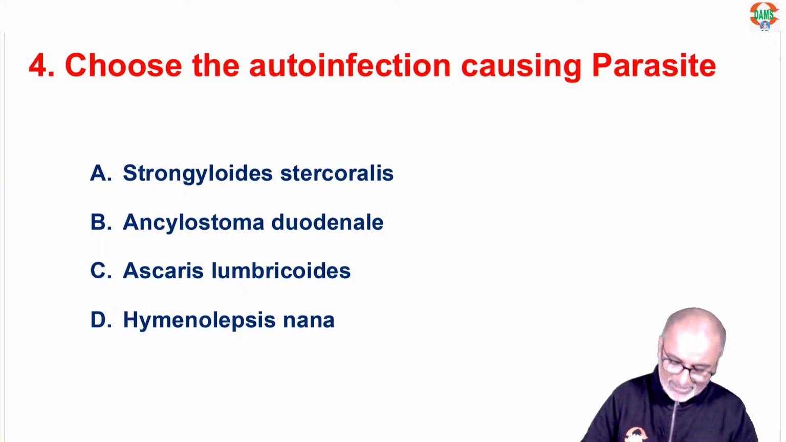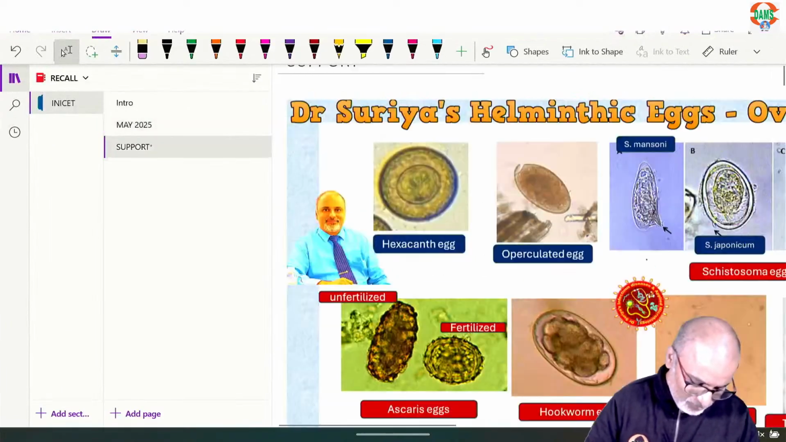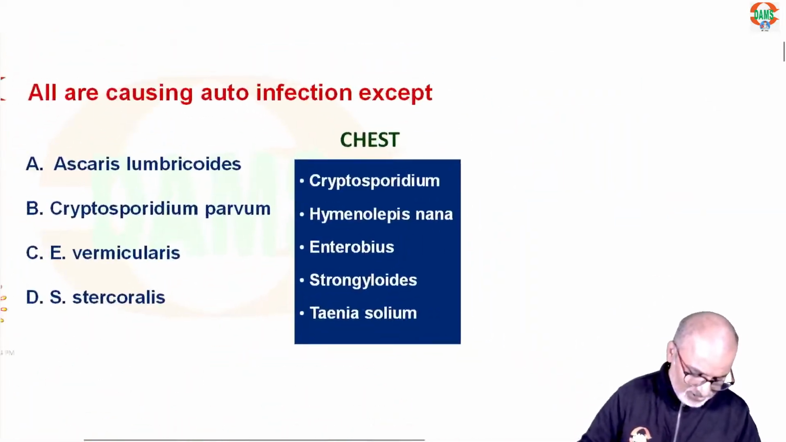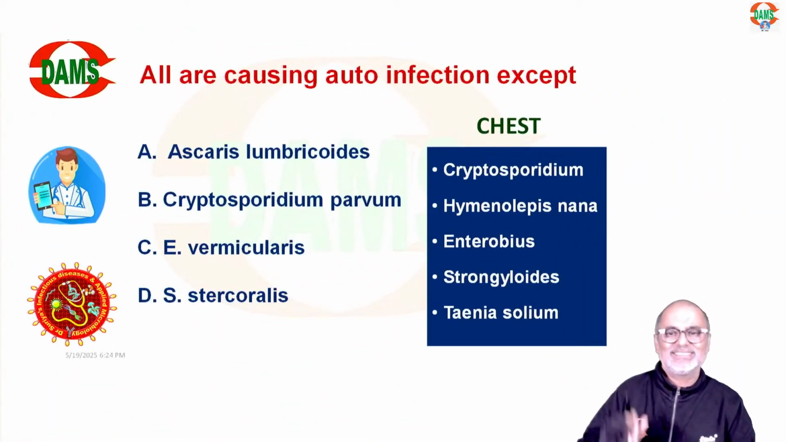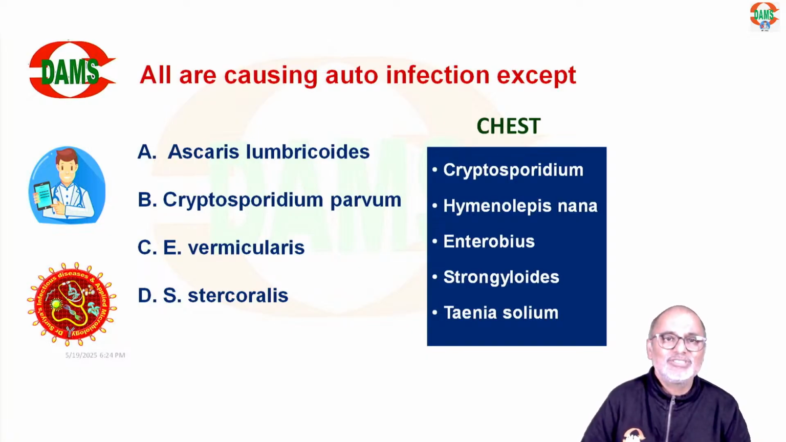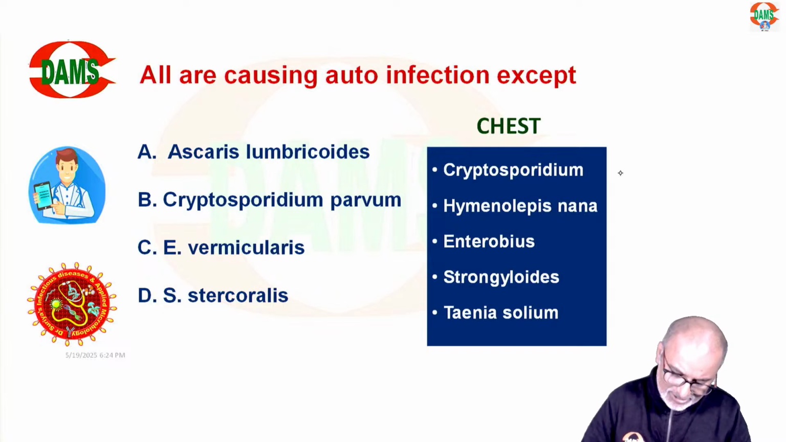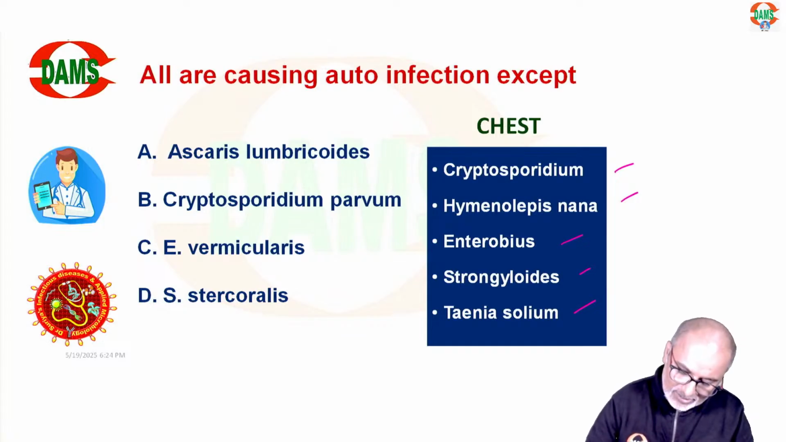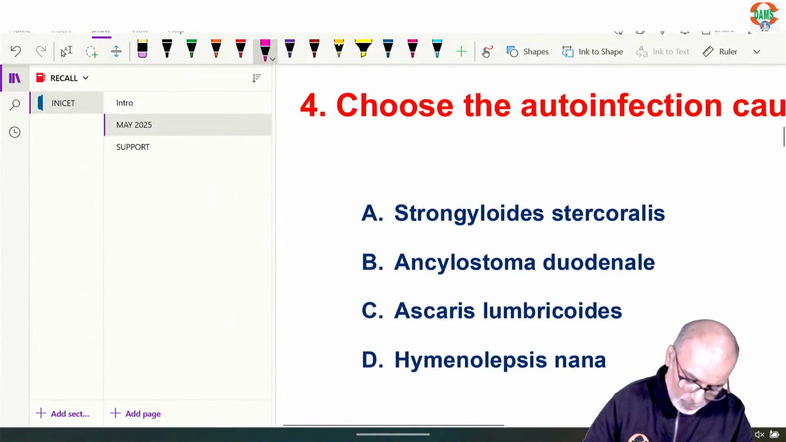Next is choose the autoinfection causing parasite. There is a mnemonic for you. Remember the mnemonic called CHEST. This is the question I used to teach in the class. In the regular class, the same question will be there. CHEST is the famous mnemonic for autoinfection causing parasites. Here, using the mnemonic may create some problem for you.